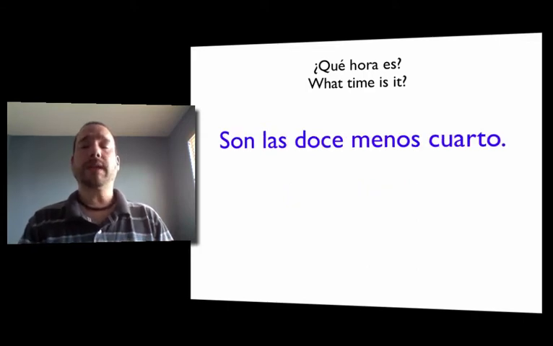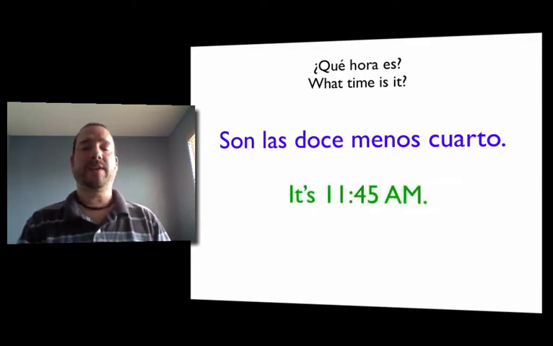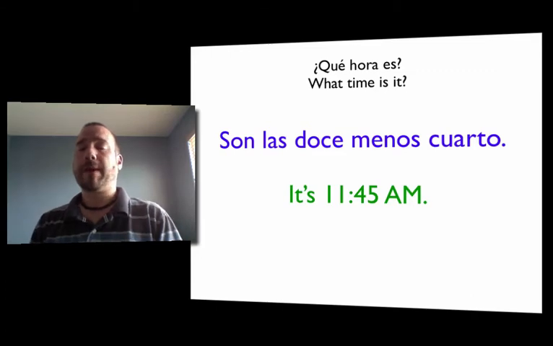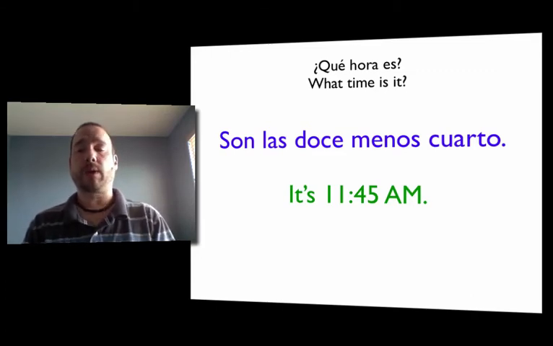Son las 12 menos cuarto. It's 11:45 a.m. Remember, cuarto means a quarter of an hour, or just a quarter. And in our case, we're talking about an hour, so that's 60 minutes. 1/4 of 60 minutes is 15.